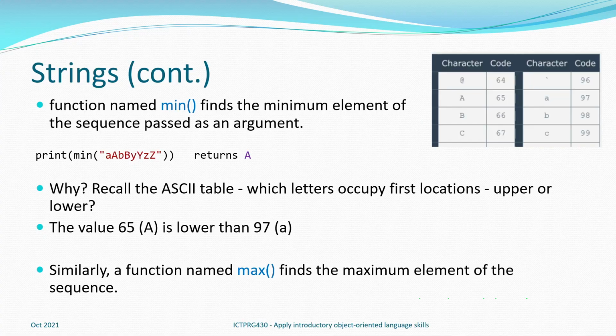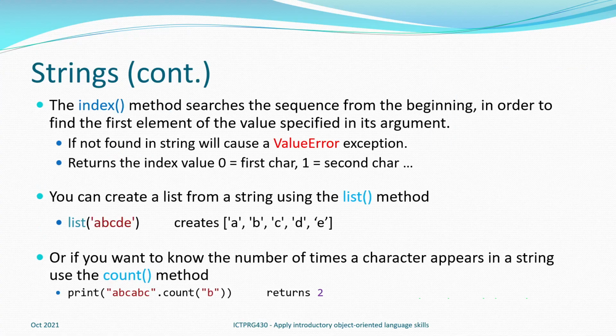So, what's the opposite of min? It's the max. So it works the same way. It looks for the highest code point within the string value. We can do an index search, so we're looking for a specific character. But if we reference something that exceeds the string values, we'll get a value error exception.